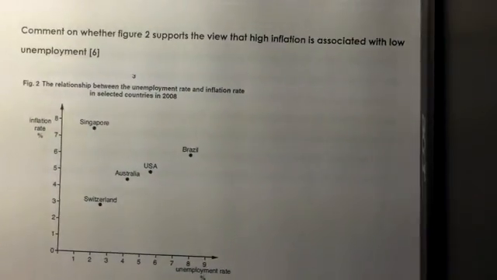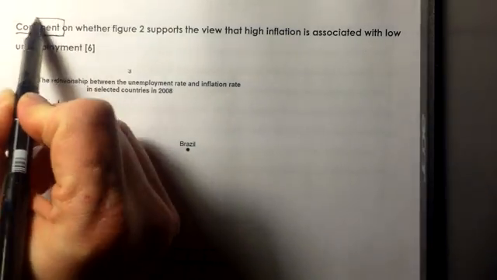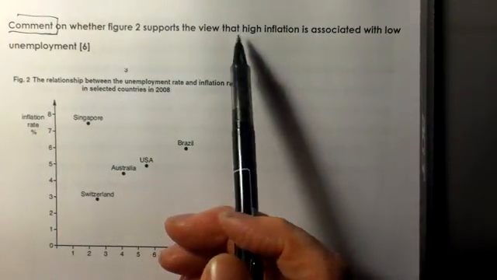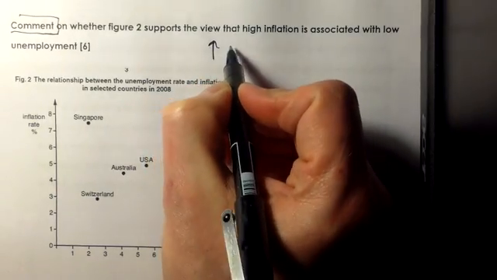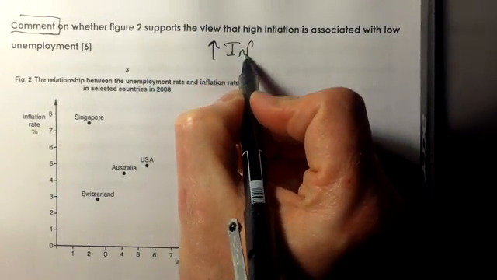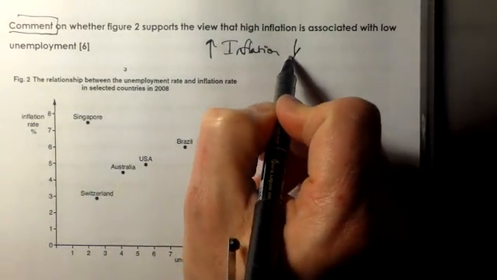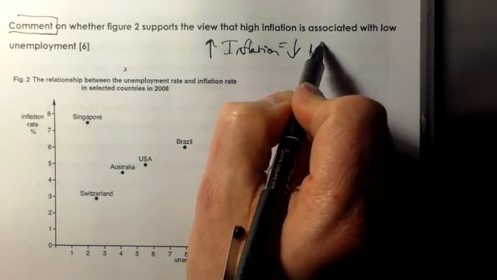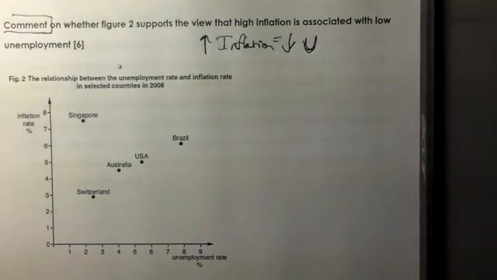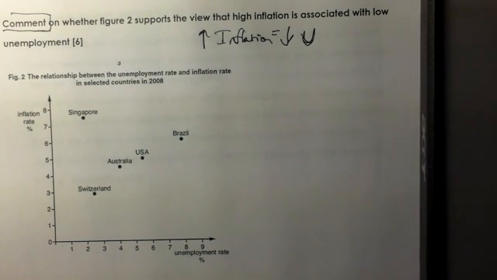The next part of the paper, there is a comment question. So 2-sided, on whether figure 2 supports the view that higher inflation, so an increase in inflation, is associated with lower unemployment. So does high inflation or rising inflation lead to unemployment, or does low unemployment lead to higher inflation? So it's a relationship question.